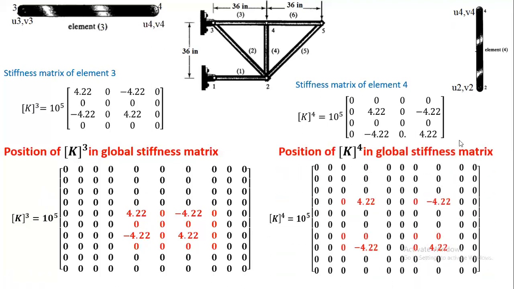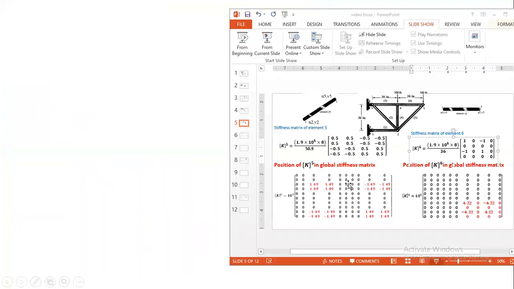Okay, now the fourth element, you can see here, is connected to nodes number 2 and 4. Node number 2 has u2 displacement and v2 displacement. Where will you get the u2 displacement? It is on the fourth row. I think I have made a mistake. u2 is on the third row. It should be here. Okay, sorry.